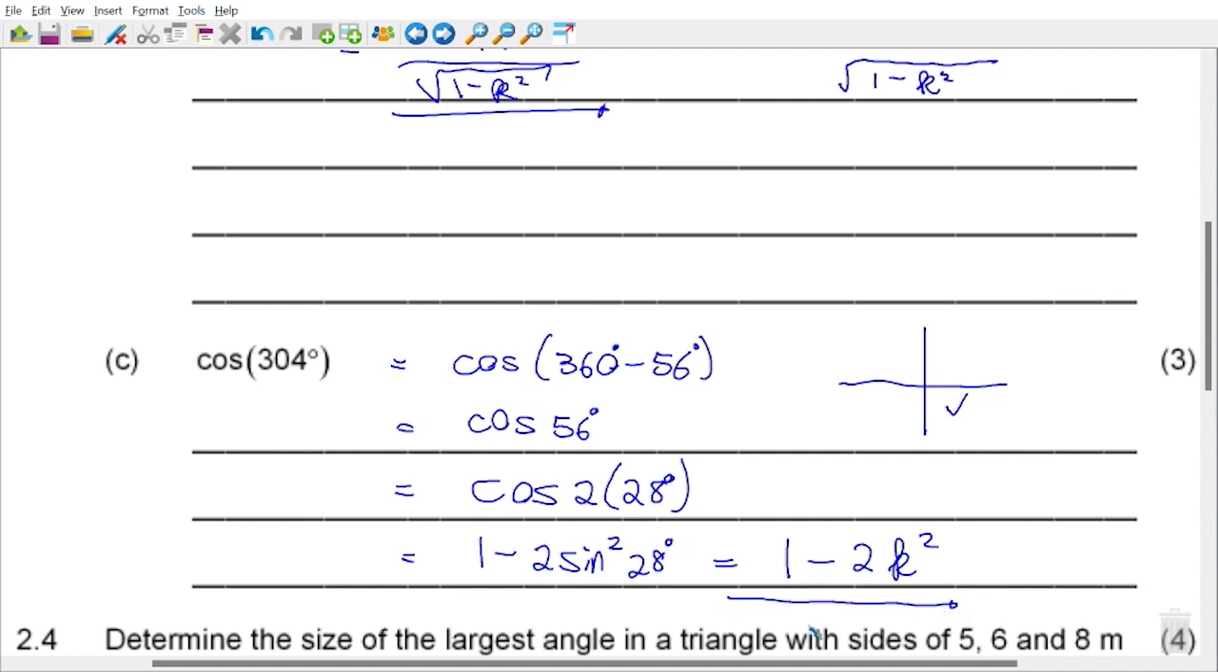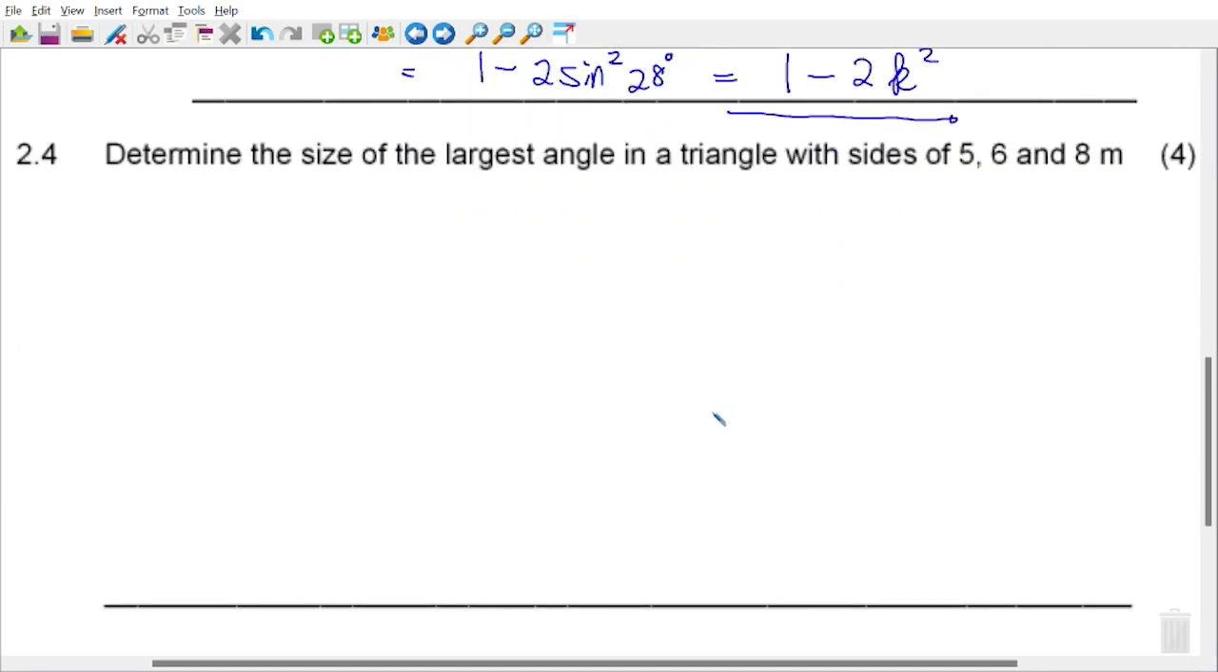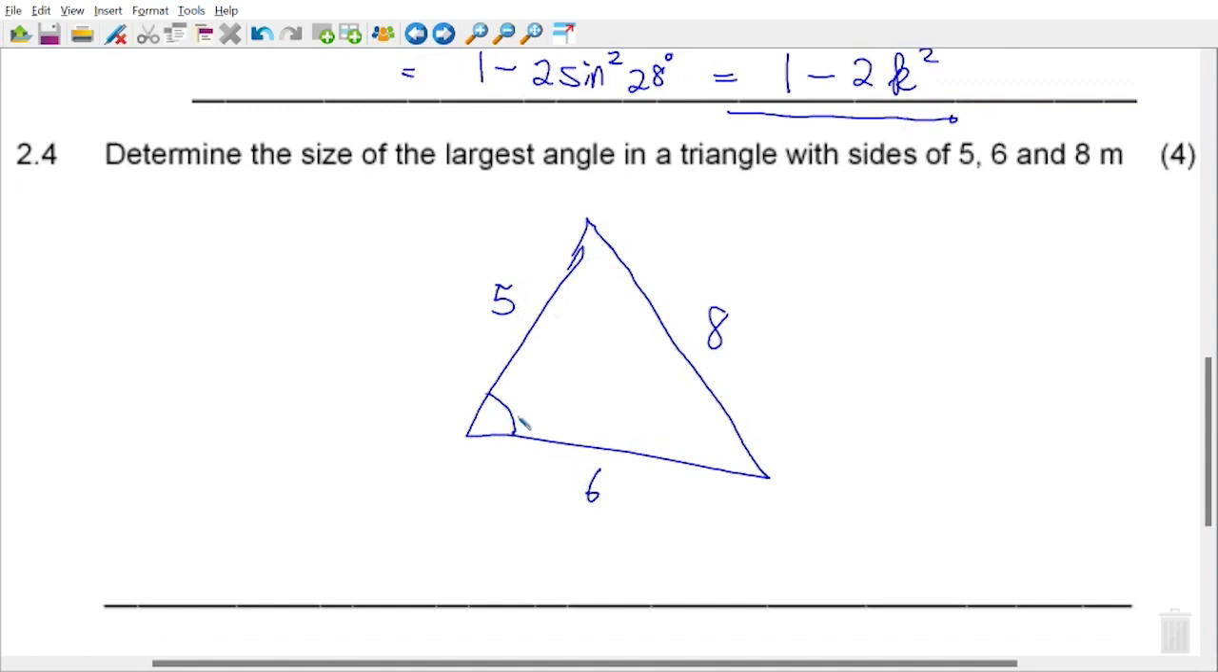Okay. The next question, 2.4, asks us to find the largest angle in a triangle that looks like this. Now, the largest angle will always be opposite the largest side. So, in other words, I'm looking for this angle over here. I actually like to learn a rearranged form, but let's suppose we haven't learned a rearranged form of the cos rule. Then remember, the cos rule says that any side squared is the other 2 sides squared and added together minus twice the product of those 2 sides times the cos of the angle in between them.